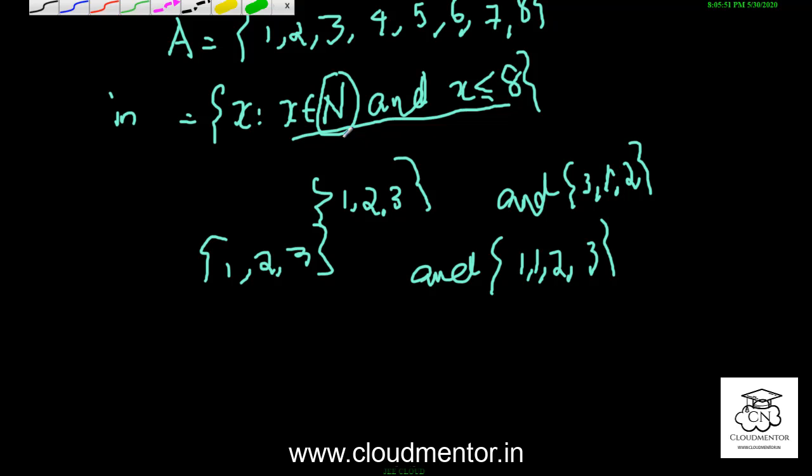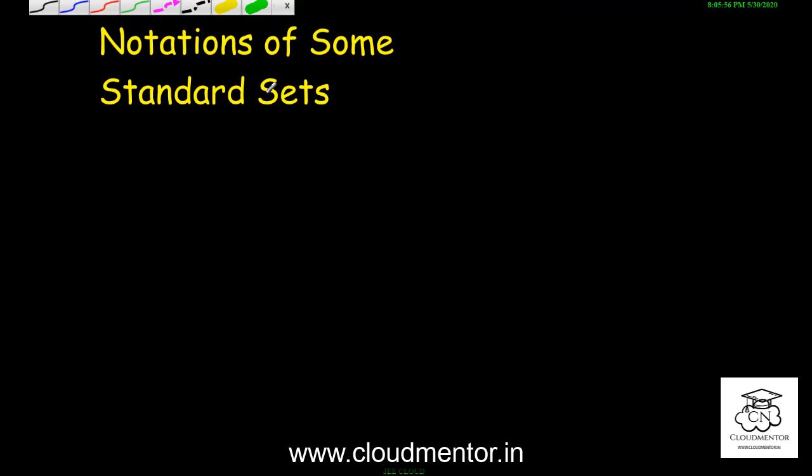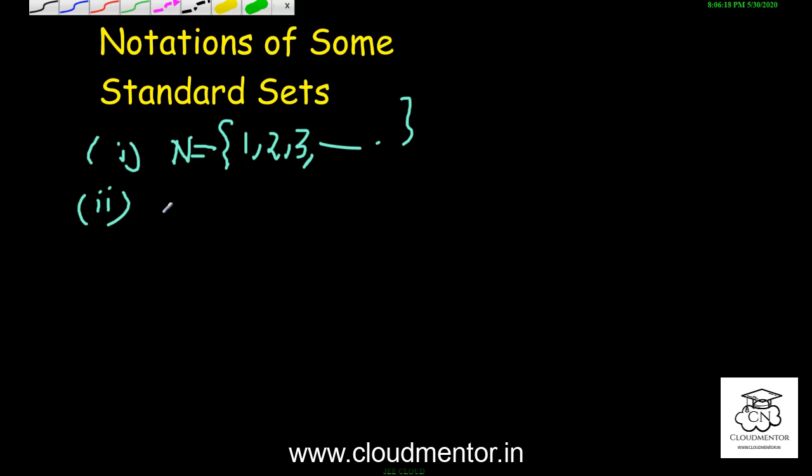So now we need to take a look at the notations of some standard sets. The set of all natural numbers, we have told that previously, can be represented by the capital letter N. N equal to the set 1, 2, 3, etc. And the set of whole numbers can be represented by capital W, that is 0, 1, 2, 3, etc.